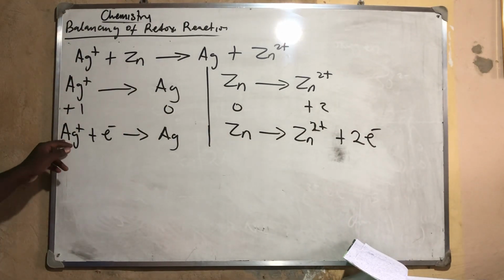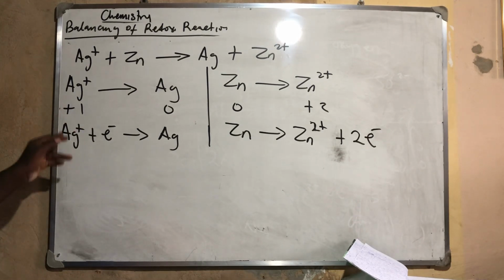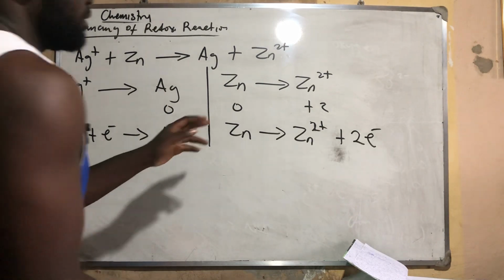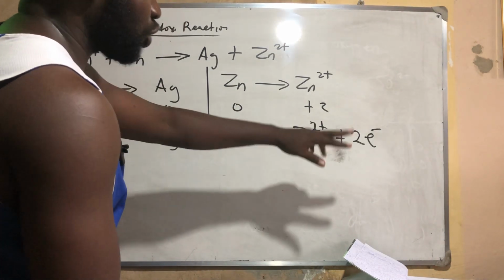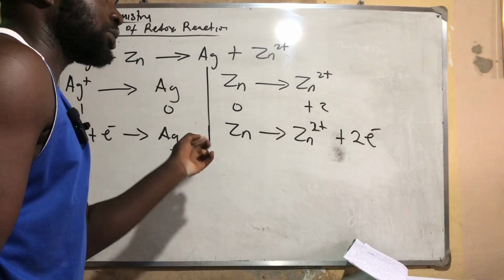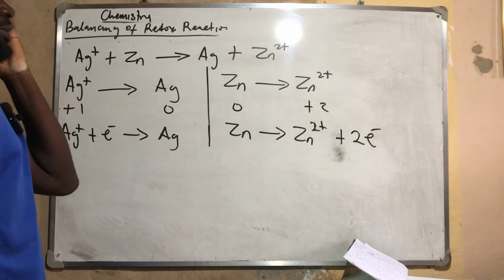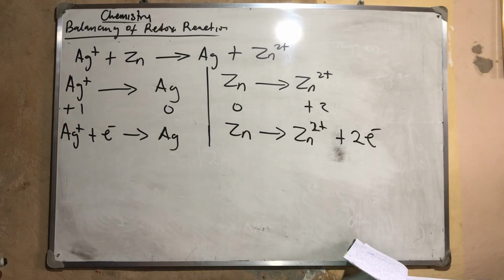And the reactant of a reduction reaction is called the reduced species, as well as the oxidizing agent. So the reactant of an oxidation reaction is called the oxidized species, as well as the reducing agent.